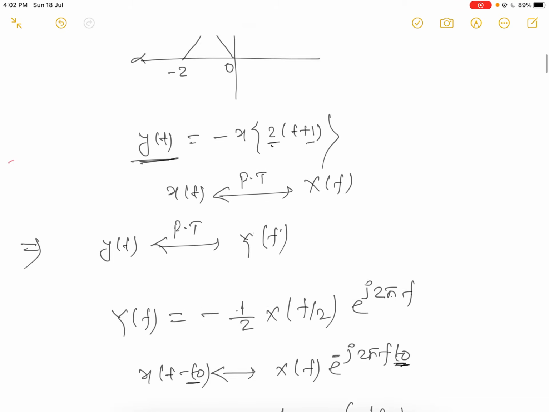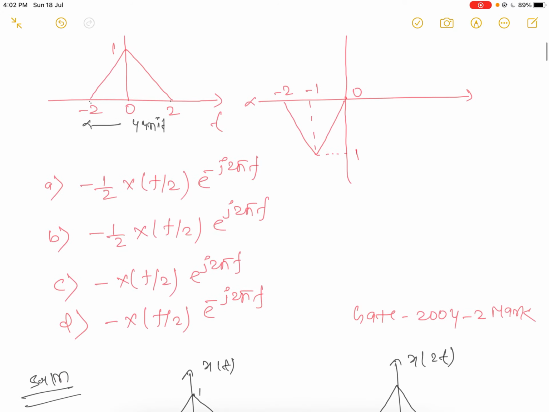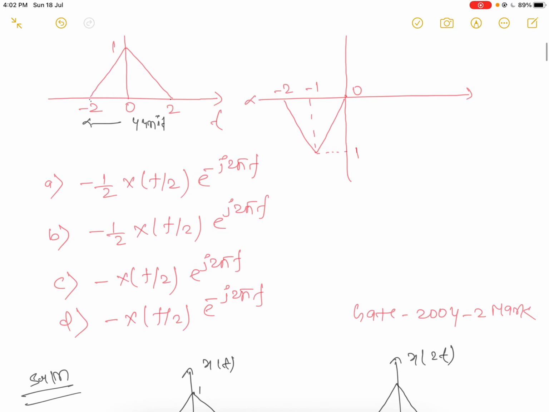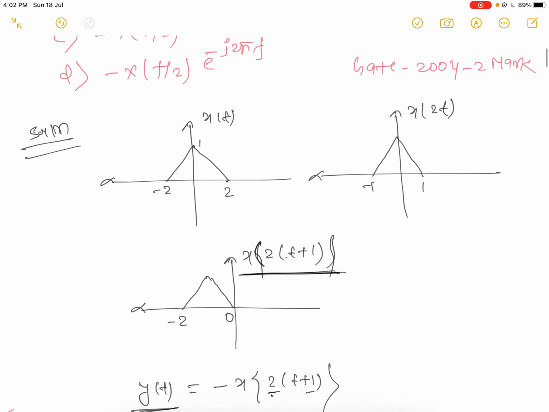So check which option will be the right answer. Not this one, because this one is negative. Option B will be the right answer, because in C and D, 1 by 2 is not present. This one was asked in GATE 2004 for 2 marks. Comes to the next question.